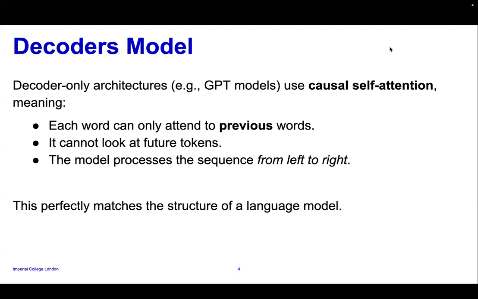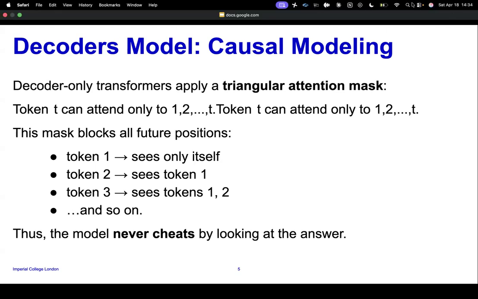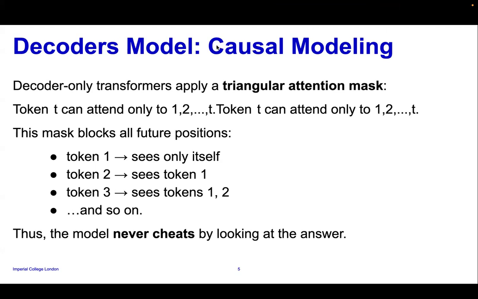So you can see each word can only attend to the previous words. It cannot look to the future. The model processes the sequence from left to right. The decoder-only models do this and they cannot see the next word. This is what we call causal modeling. Encoder-only modeling is called masked language modeling. Decoders, where we allow the model while training to see only the previous words, is called causal language modeling.